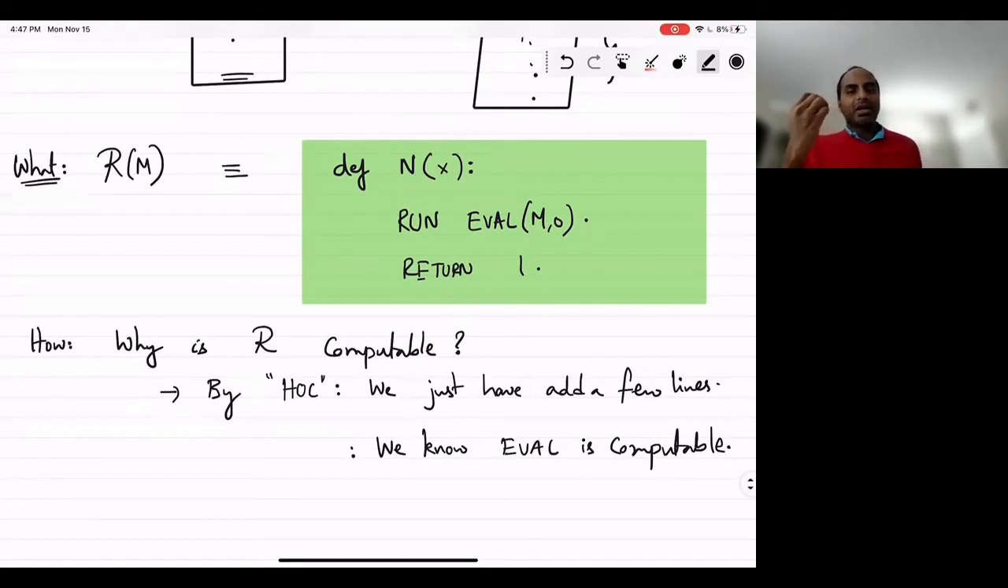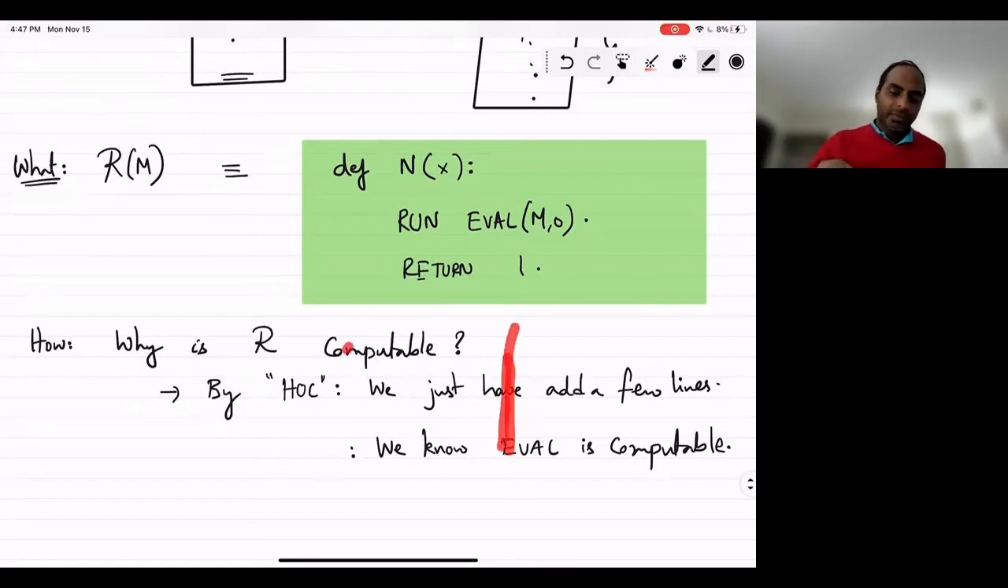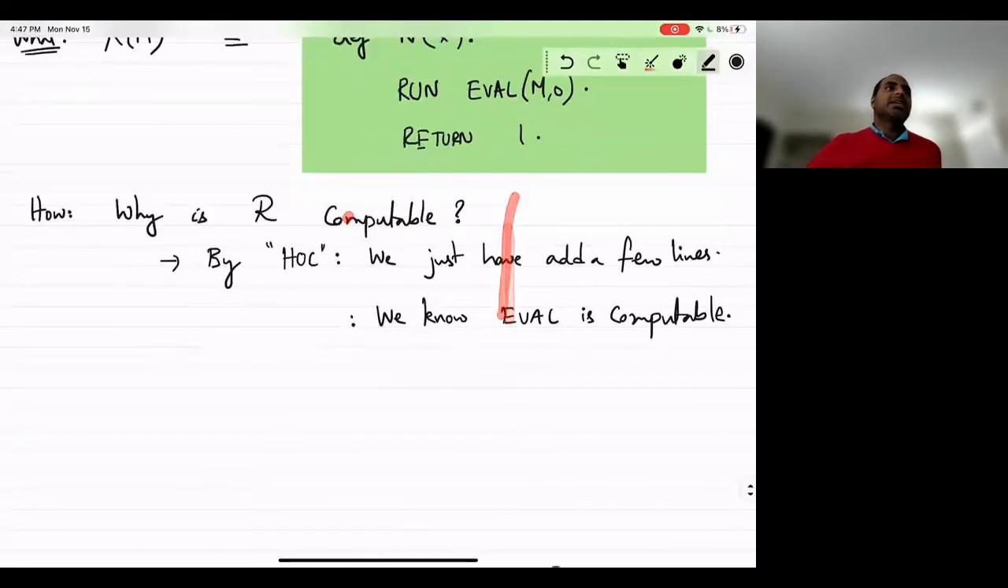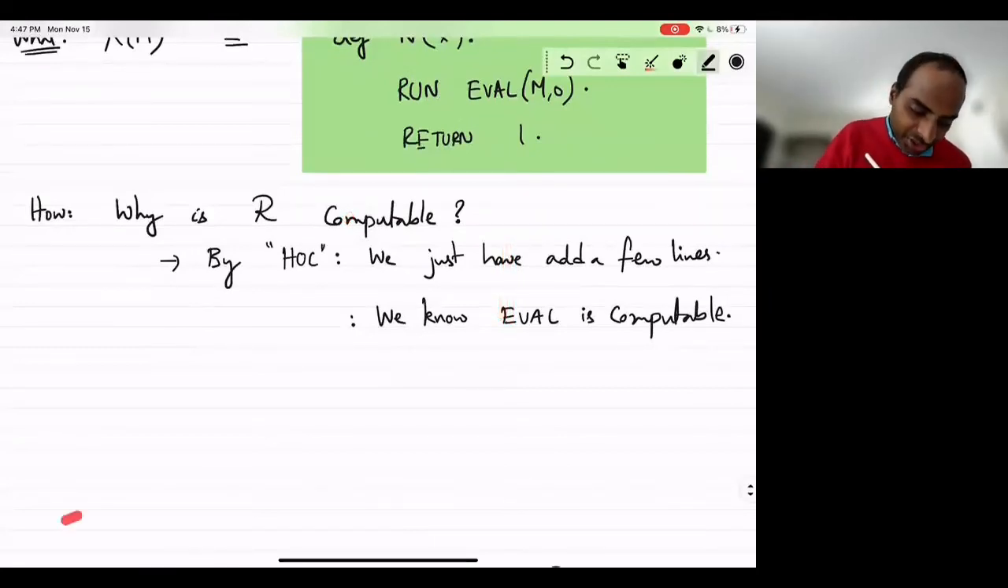In essence, if you think about it, the reduction R of M, the output is going to be the program corresponding to the instructions for eval followed by return 1. That's it. So we are using the universality in a strong way here. And now let's check the why.